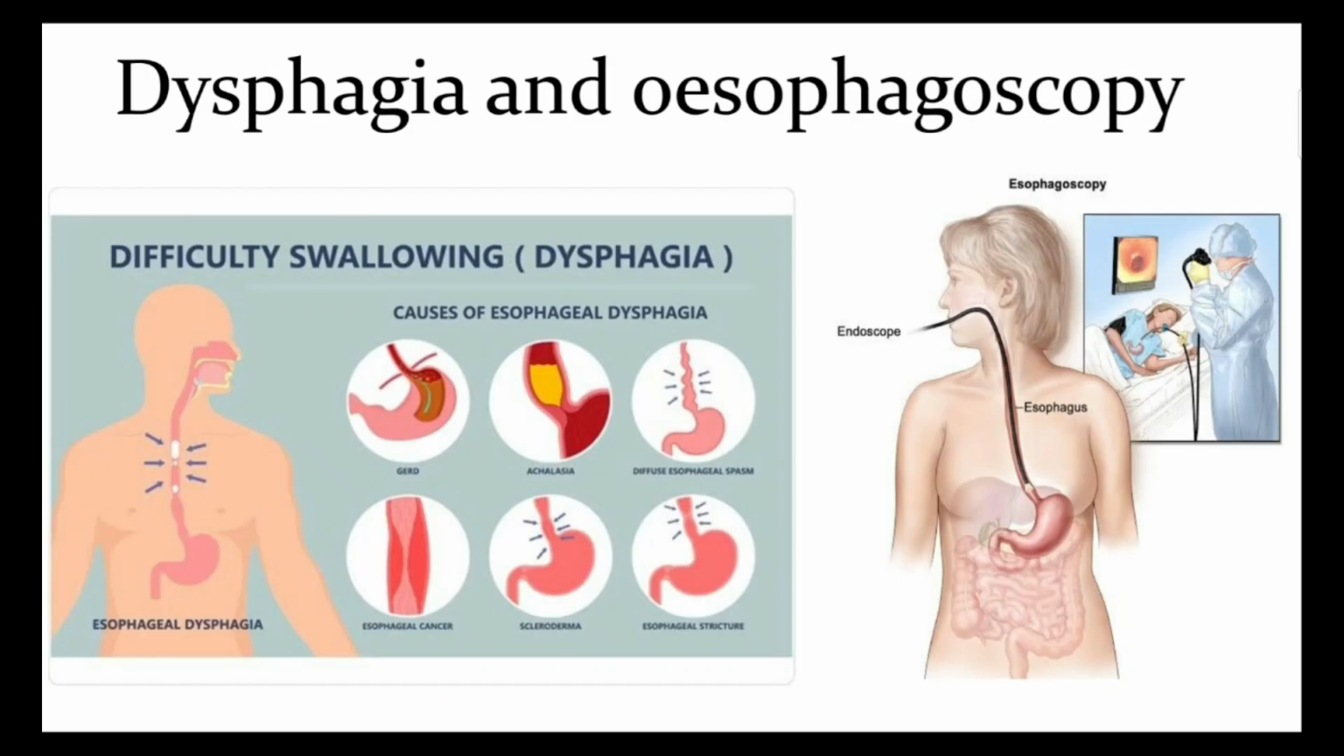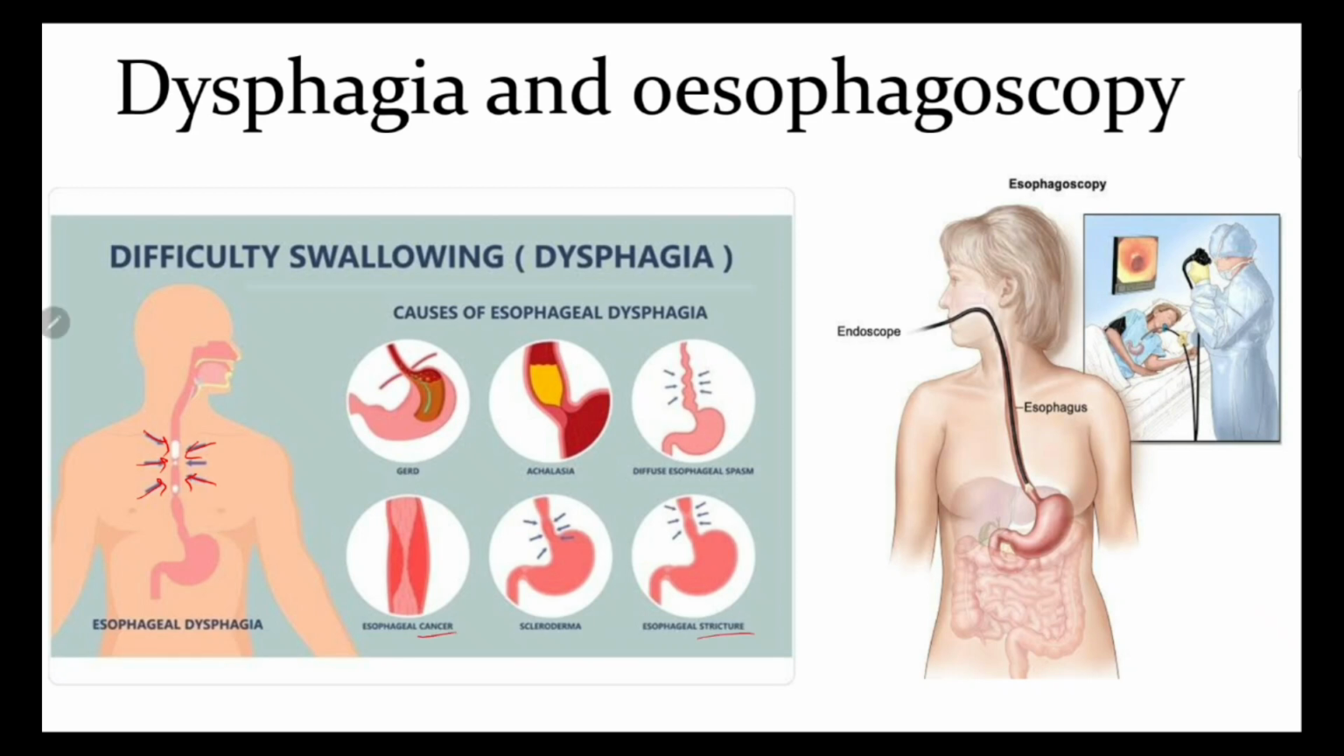And then we move on to the last, that is dysphagia and esophagoscopy. Dysphagia is difficulty in swallowing. It occurs due to compression of the esophagus from outside by aortic aneurysm, enlargement of lymph nodes, abnormal right subclavian artery, etc. And also by, let's say, narrowing of the lumen due to stricture or carcinoma.